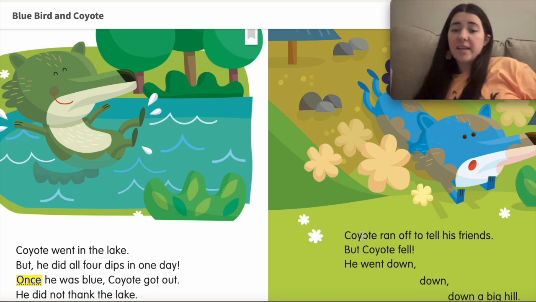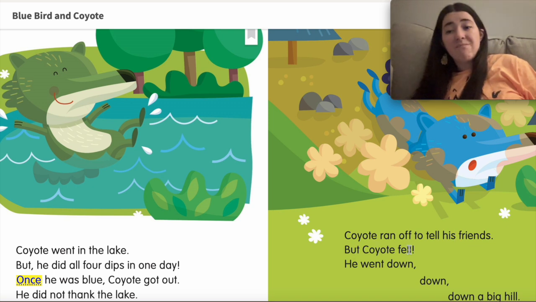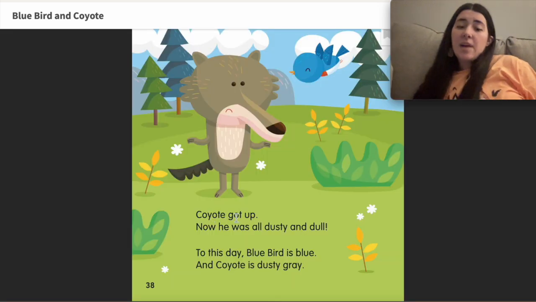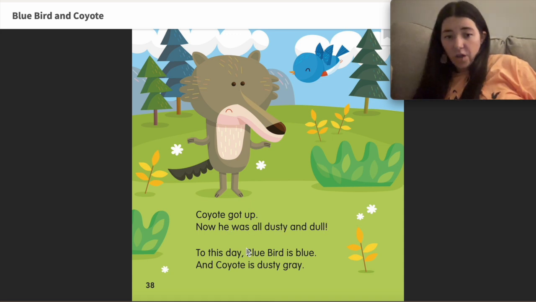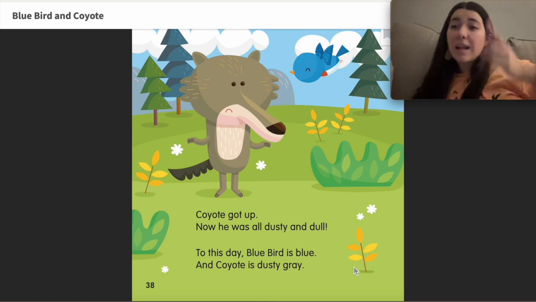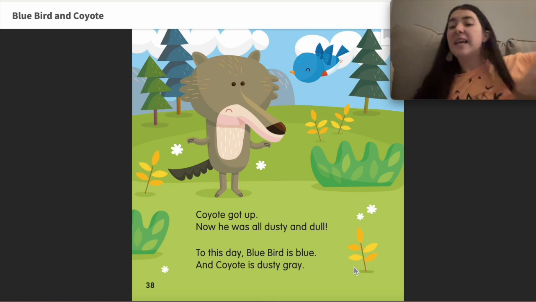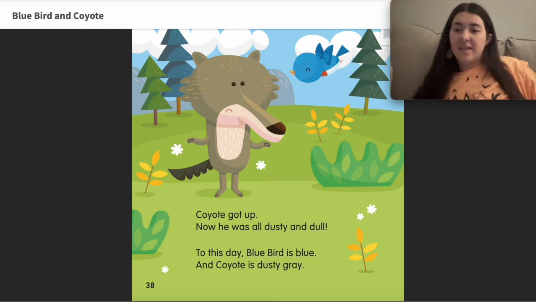That is no good. Coyote ran off to tell his friends, but Coyote fell. He went down, down, down a big hill. Turn your page. Coyote got up. Now he was all dusty and dull. To this day, Bluebird is blue and Coyote is dusty gray because he did not follow directions. That's why we always say, follow directions.